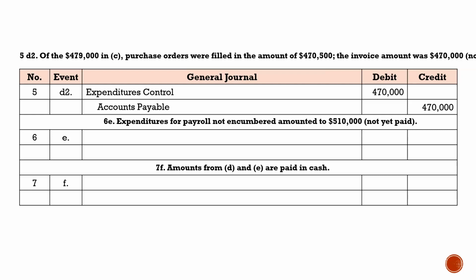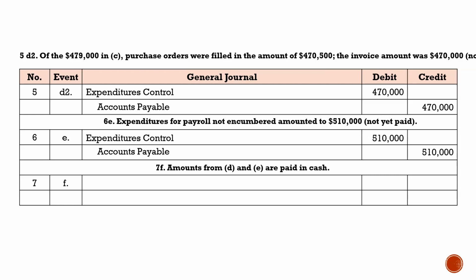increased our expense. Now, in journal entry 6 here, we see that the expenditures for payroll not encumbered, it tells us it's not encumbered, amounted to $510,000, not yet paid. So again, it's not encumbered, so we know it's going to be an expenditure, and it's not yet paid, so we know we're going to use like a wages payable account. In this instance, we're actually just going to use accounts payable, just so we can do this next journal entry pretty easily just on 2 lines, right?